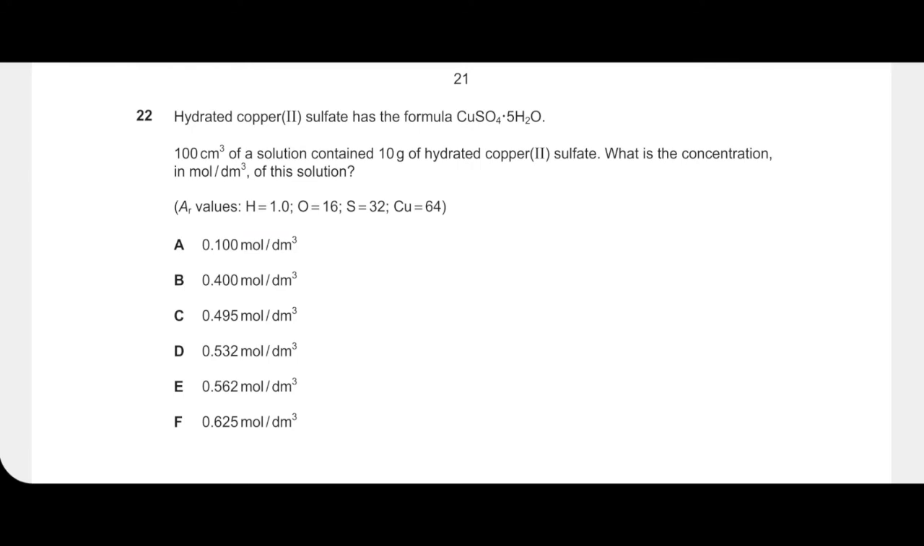Question number 22. Hydrated copper 2 sulfate has the formula CuSO4.5H2O. 100 centimeters cubed of a solution contained 5 grams of hydrated copper 2 sulfate. What's the concentration in moles per decimeter cubed of this solution? So there are two equations that you need to do. You need to work out the moles, and then from the moles, you need to work out the concentration. So step number one is to work out the moles of the hydrated copper 2 sulfate.